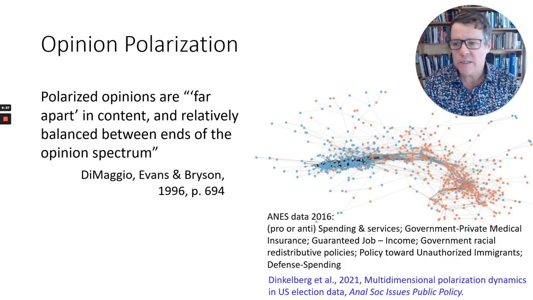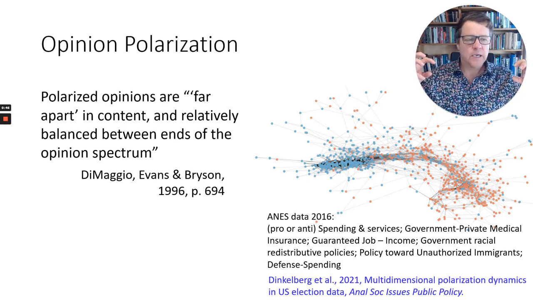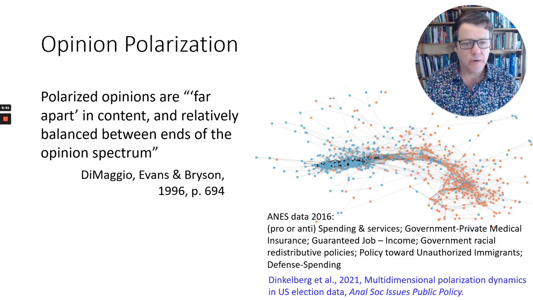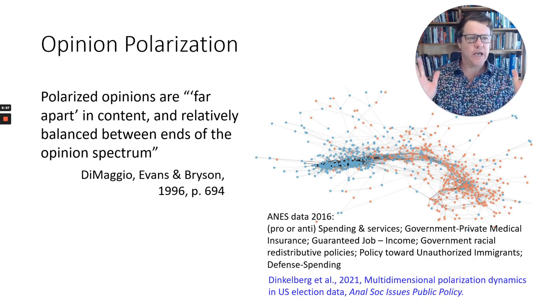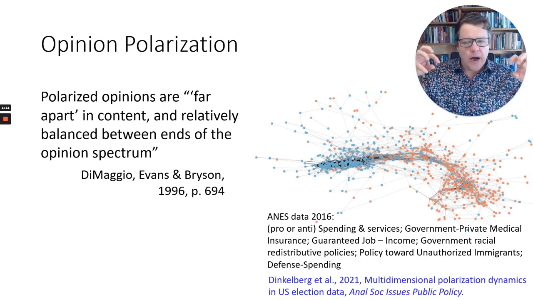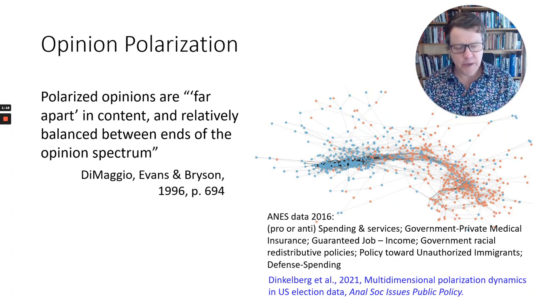We're interested here in opinions, described very famously as when opinions become far apart in content and people are pushed towards the extremes, represented very nicely over here in the Dinkelberg et al. recent paper. It's a network representation of opinion differences in attitude sets of self-identified Republicans and Democrats from the American National Election Survey 2016. But you can see there, essentially, the Democrats and Republicans, the opinions are polarized. They're far apart in content, and they're balanced at the ends of the opinion spectrum.